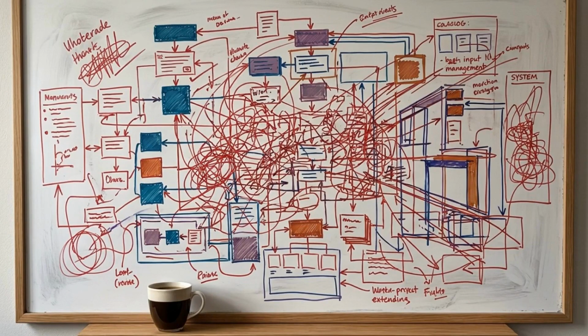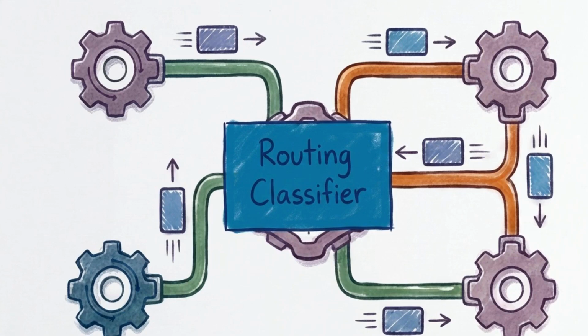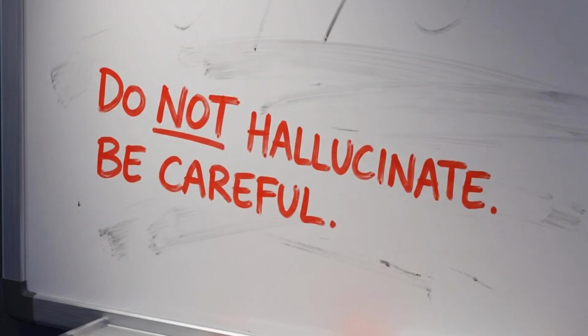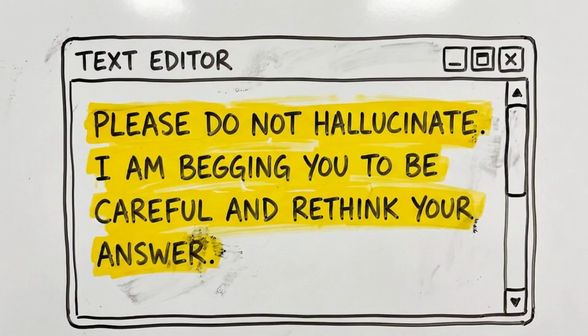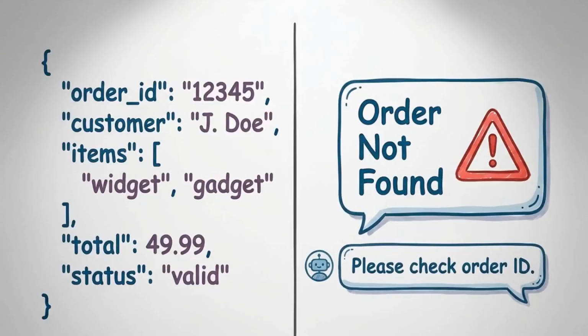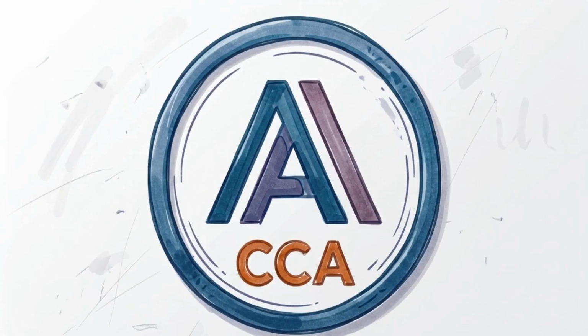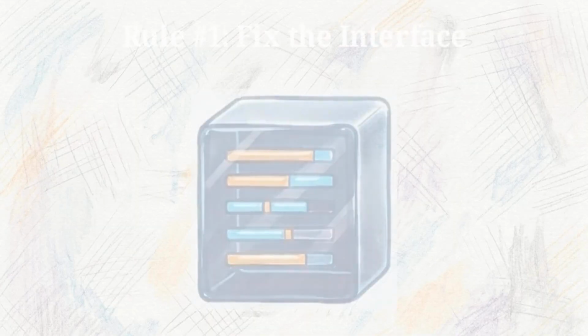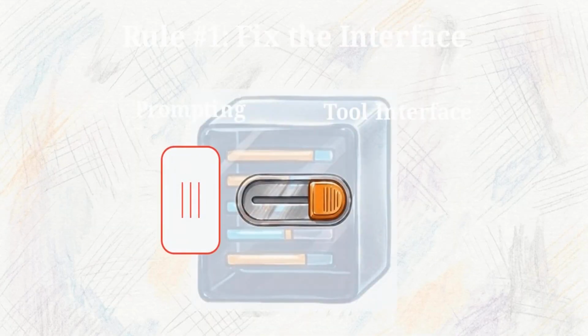The standard engineering reflex here is to add infrastructure. We bolt on a routing classifier, write a complex retry loop, or add a sterner system prompt, begging the model to be careful. None of those address the core defect. You cannot prompt a model out of a hallucination if the tool it relies on is feeding it a false reality. This exact scenario is tested heavily on the Claude Certified Architect exam.